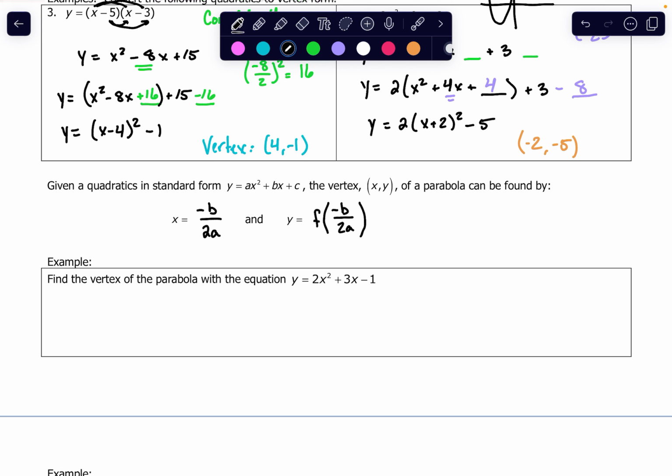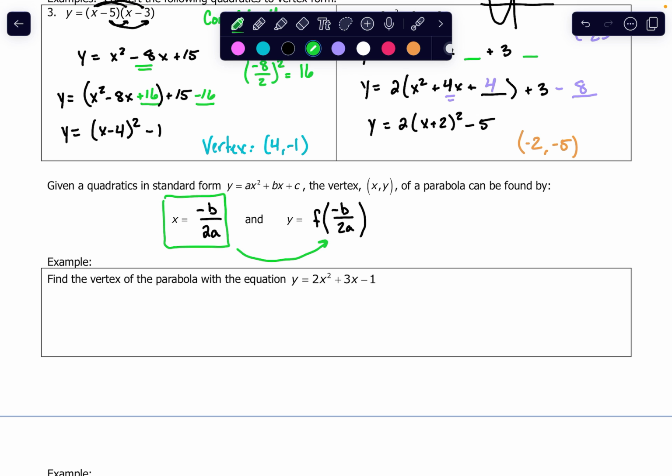So when in standard form, you can always use this formula to get the x-coordinate of the vertex. If you consider the opposite of b and divide it by 2a, that is going to give you the axis of symmetry. What does this notation mean? How do I get my y-coordinate? Simply said, I just substitute it into the function and get my y value.